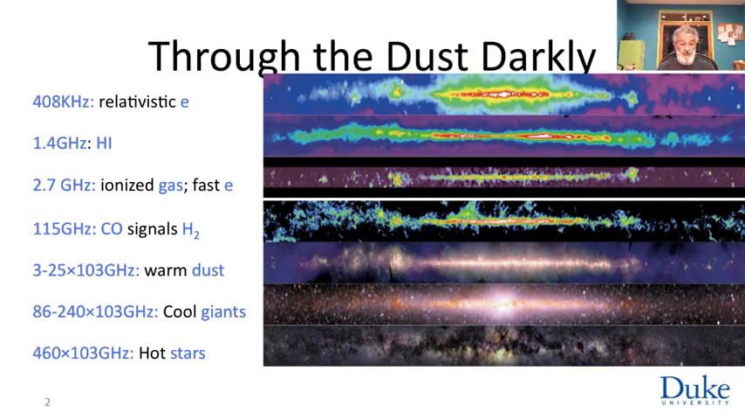Moving to a higher frequency, a still shorter wavelength, 2.7 gigahertz, notice that the wavelength of the 21 centimeter spin transition is rather sharply defined. You change the frequency, you don't see the atomic hydrogen anymore. At 2.7 gigahertz, we're looking at emissions by ionized gas and also fast, albeit not relativistic, electrons. And again, we see Cassiopeia A as a source. We see the center of the galaxy as a source.